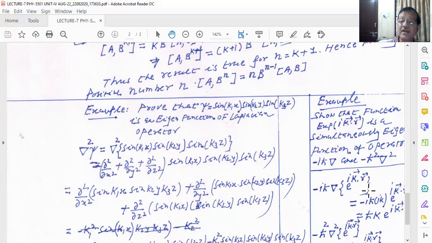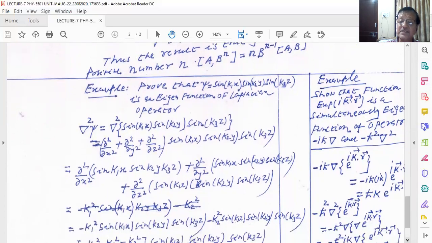Right. So we can write minus i h cross, and e to the power of ik dot r remains, and you have del by del r of ik dot r, so that is ik. Now you see that i into i gives you i square, which is minus 1, and that is why the minus minus cancel. So you get h cross k e to the power of ik dot r.